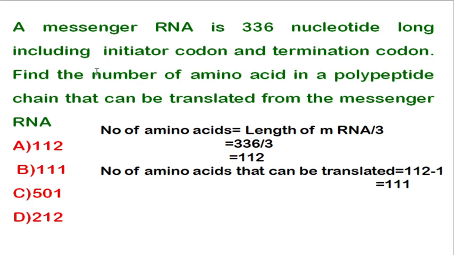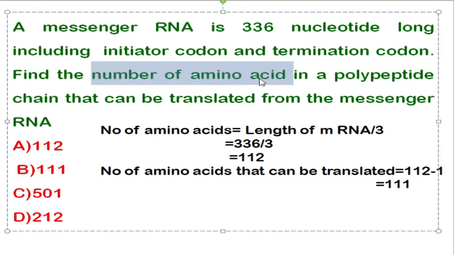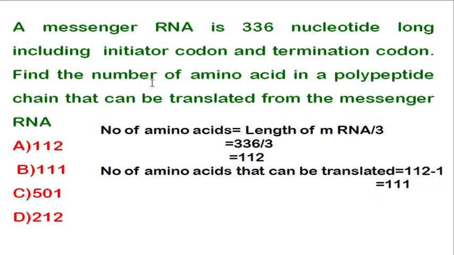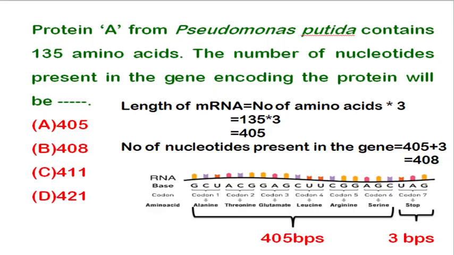If they are asking us to find the number of amino acids alone, there is no need to subtract this 1. But if they are specifically asking you to find the number of amino acids in a polypeptide chain that can be translated from the messenger RNA, then definitely you need to subtract 1. That is the stop codon. The stop codon doesn't code for any amino acid.